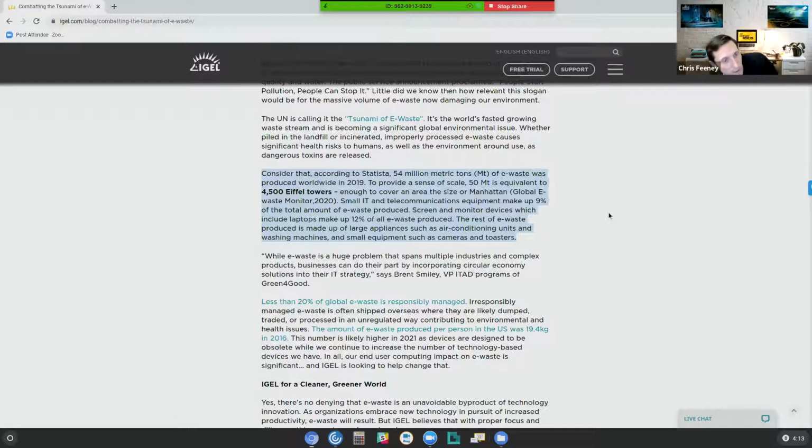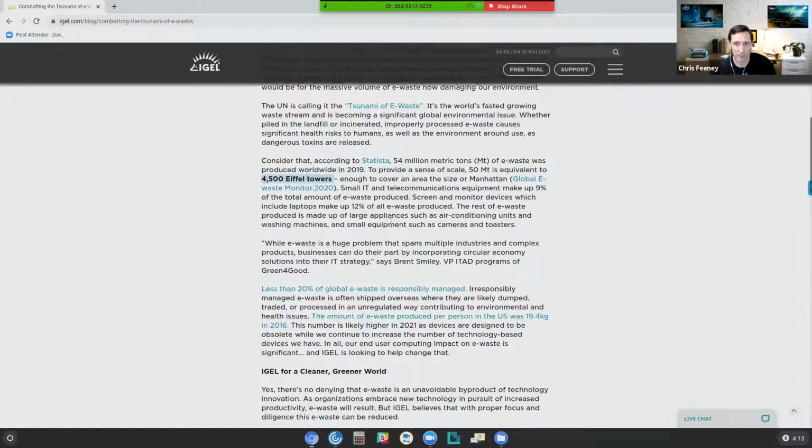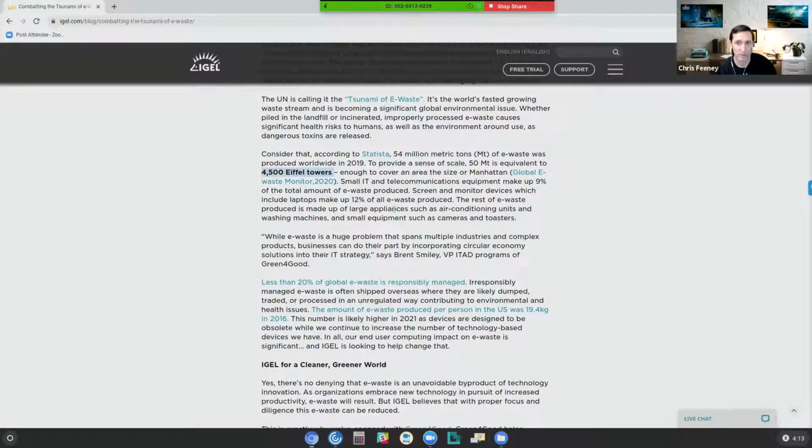Yeah, so we can talk through that. You highlighted it: 54 million metric tons a year. Isn't that insane? That's crazy. The fact that they mentioned the Eiffel Tower, because one of our last family vacation trips was to Europe. We were in Paris back when the Women's World Cup was going on, and seeing the Eiffel Tower up close and personal is pretty impressive. It stands out there in the city of Paris. But 4,500 of them, that's crazy when you think about the size of Manhattan. That's a tremendous amount of waste. And where does it go?